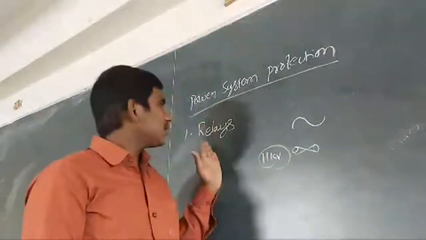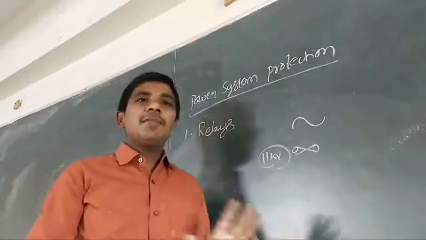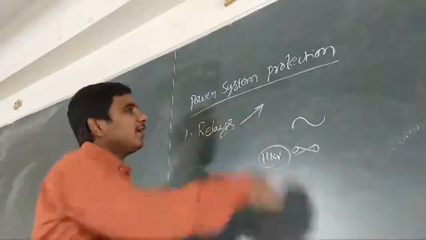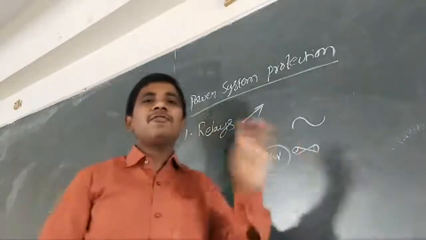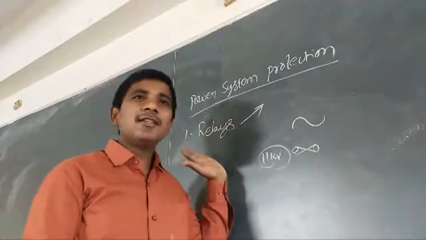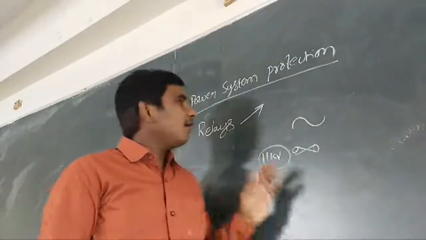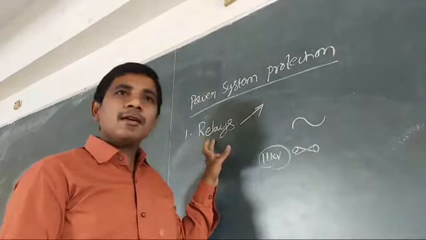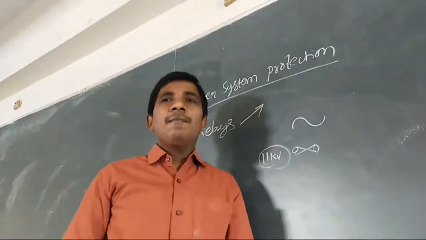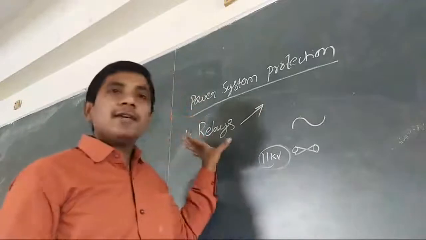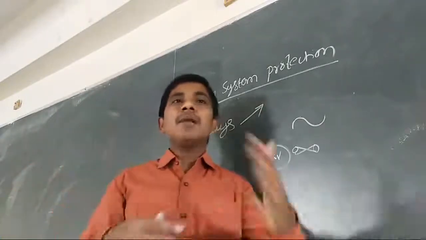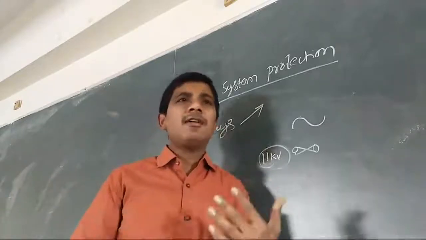Not only relays, a CT is also used with the relay. What are relays basically? A relay is a device which detects the fault. The purpose of the relay is only to detect the fault, not to operate the circuit breaker. The actual operation is done by the circuit breaker, because the relay is an initiator. A relay is a device that detects a fault or abnormal condition in the circuit.